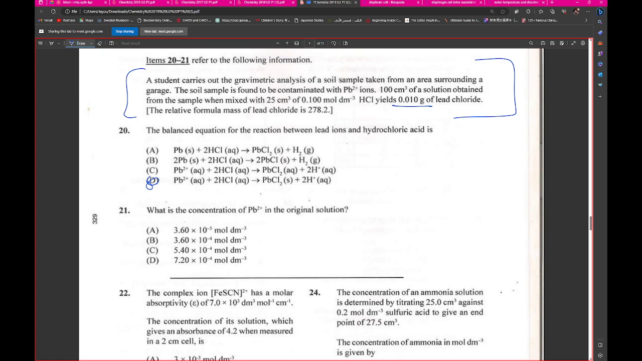So the student carries out a gravimetric analysis on a soil sample from an area surrounding a garage. The soil sample is found to be contaminated with lead ions. 100 cm cubed of solution, that is the volume, right? The solution is obtained from the sample mixed with 25 cm cubed of 0.1 dm cubed HCl. Yields that. So what is the concentration of lead ions? We know the concentration of HCl, right? And we know it to be a 1 to 2 ratio. So what do we do?